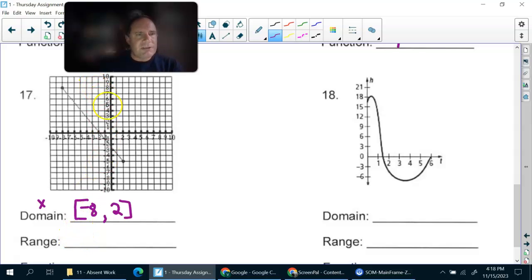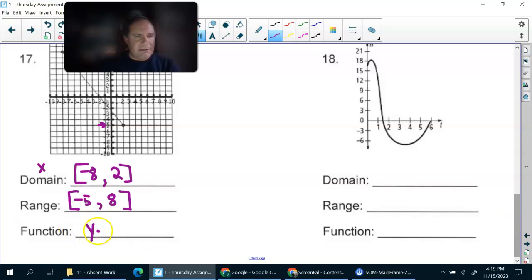So the range, again, is the lowest part of the graph. Here's the lowest part of the graph. I have a -5, the lowest part. The highest part of the graph is 8, right? You're going to the y. So that is 8. And we have a closed circle on both of those. And that is a function. If you did a vertical line test on that, you would see it's a function.